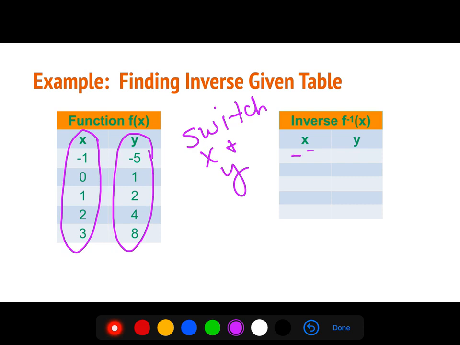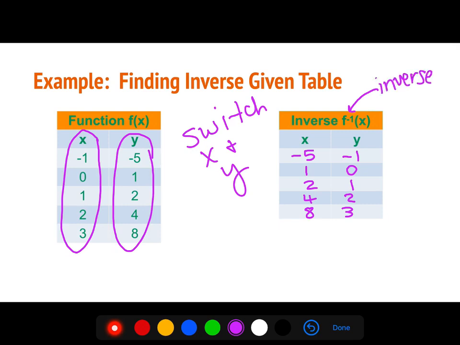So all the x's and y's switch, so -1, 5 becomes -5, -1. 0, 1 becomes 1, 0. 1, 2 becomes 2, 1. 2, 4 becomes 4, 2. And 3, 8 becomes 8, 3. Notice the x's and y's switched position. That's all that happened. Switch x and y. We didn't change any signs, just switch the x and y.